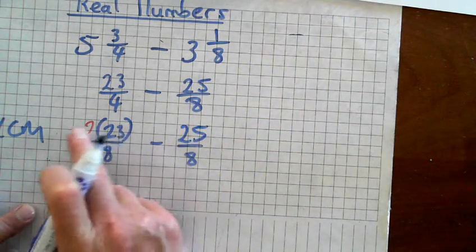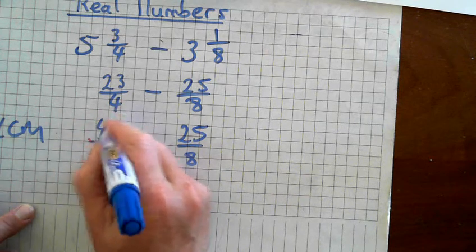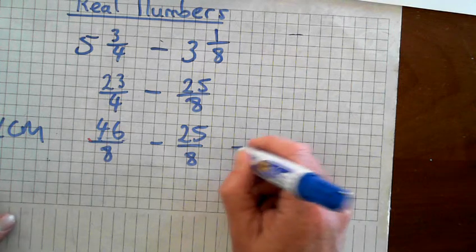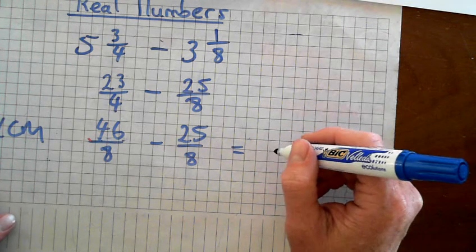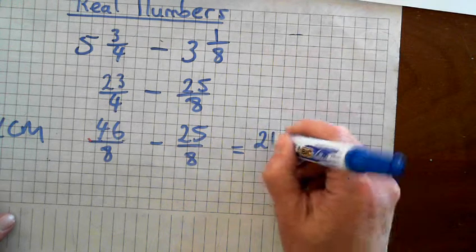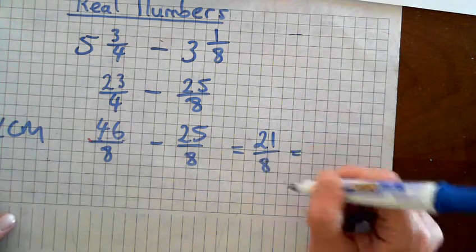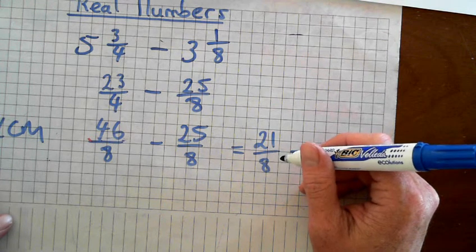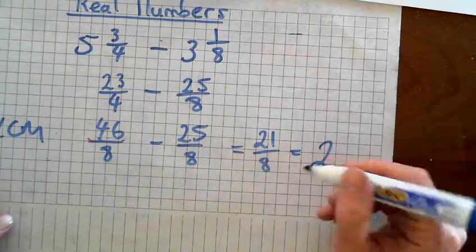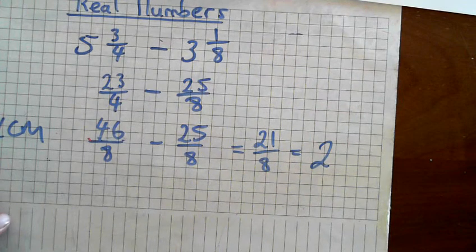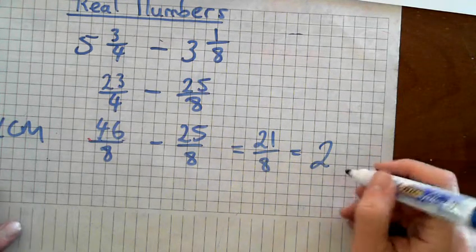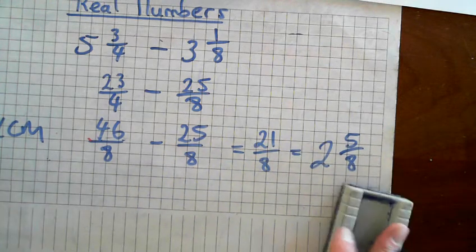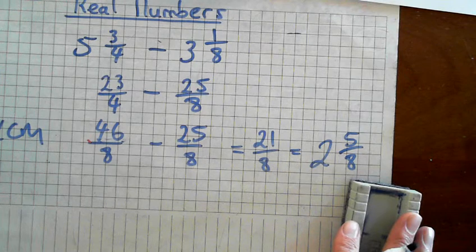2 times 23, 46. And now 46 minus 25 is 21. How many 8s? 8 will divide into 21 how many times? Twice. So that brings it up to 16. So 16, the difference between 21 and 16, the remainder is? Okay, so that's adding and subtracting.